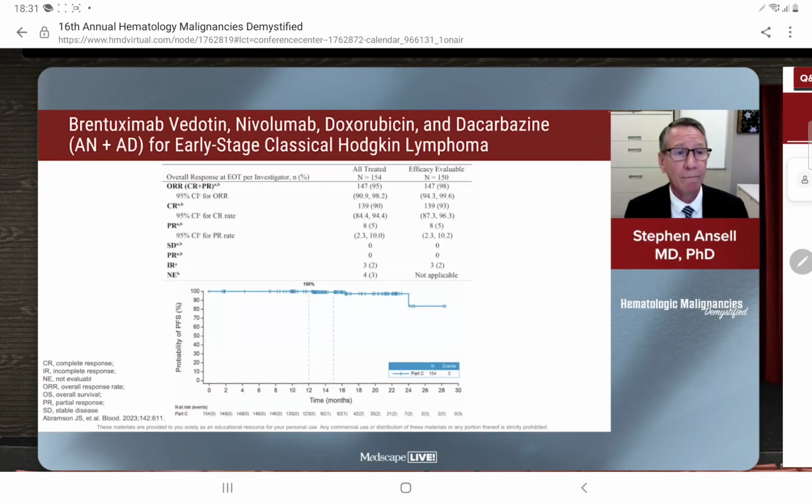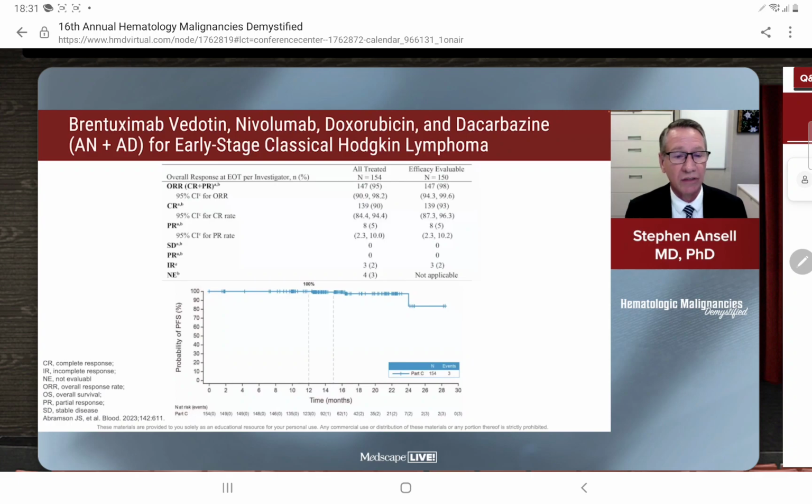Now we're looking at whether we could bring these novel agents into the treatment of early stage patients and really, again, omit the radiation therapy and leave out drugs that may even give more toxicity. So this is a combination approach presented at the most recent ASH meeting using brentuximab vedotin plus nivolumab, now only with doxorubicin and dacarbazine chemotherapy. You can see that in this trial of 154 patients, outstanding results were seen, well-tolerated treatment with a very durable benefit for patients overall and a very high response rate.